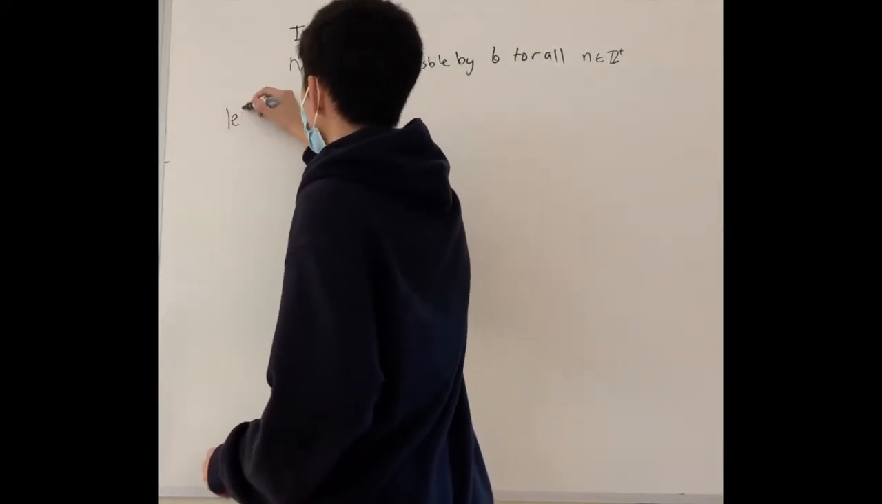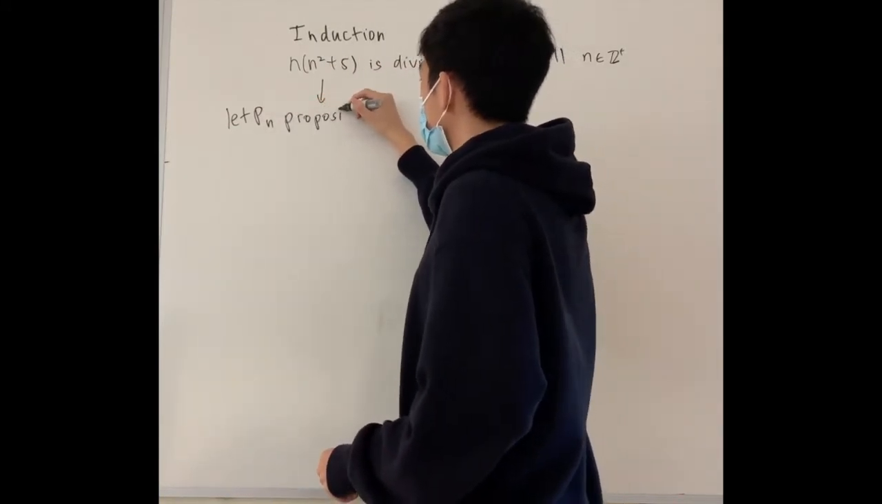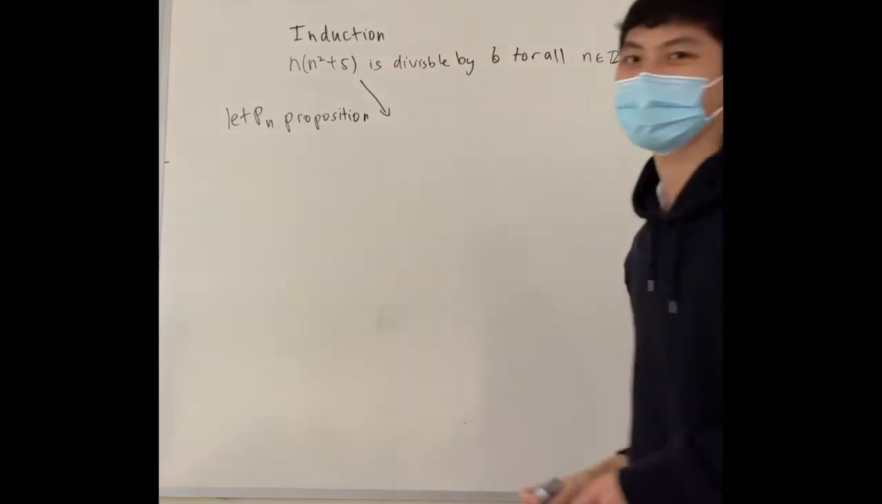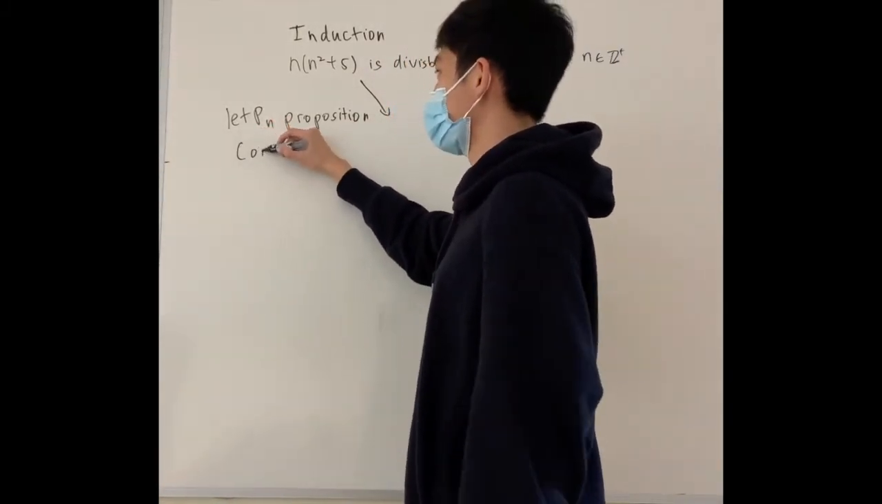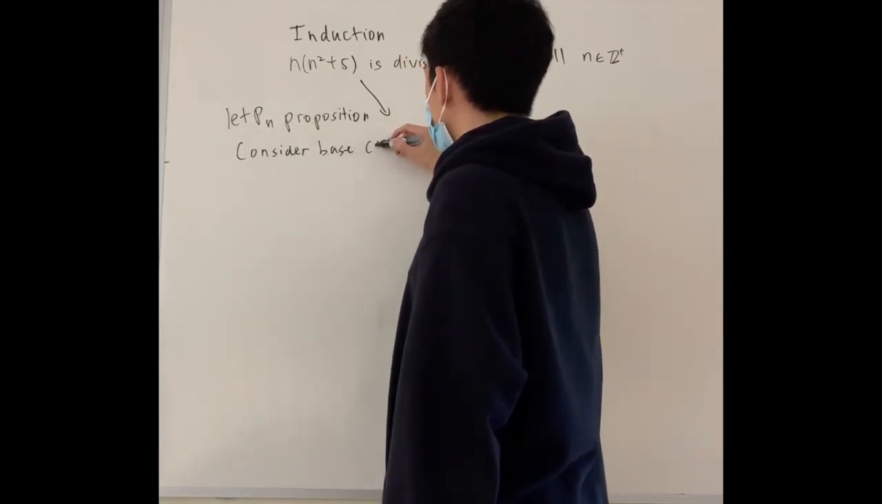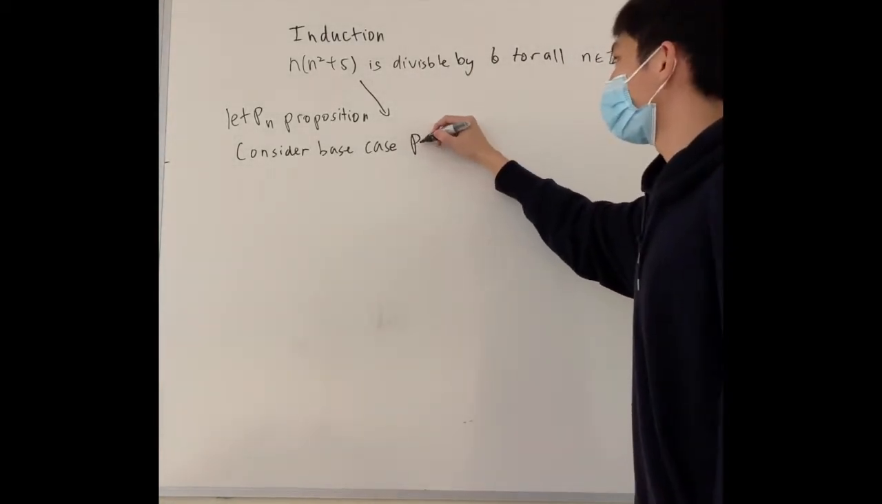So let P(n) be the actual proposition, and just copy this right down here. Okay, so first we consider a base case. Since this is for all positive integers, it's P(1).